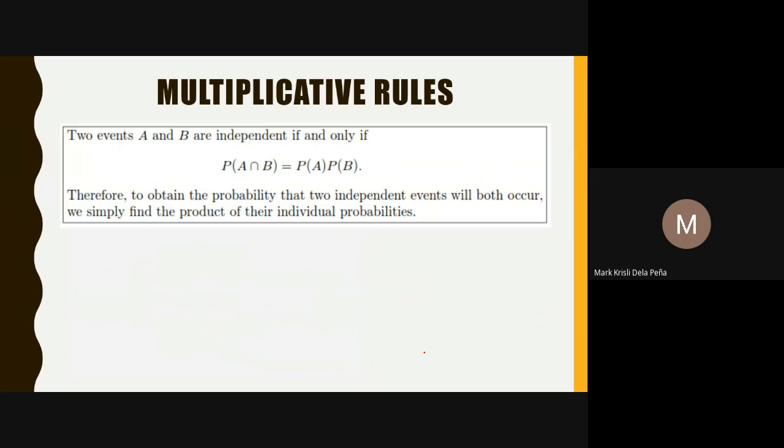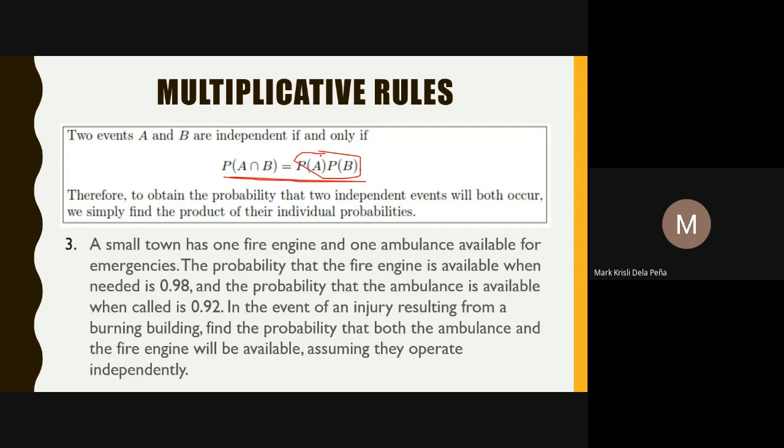Now we also have another definition here, which is actually provided in the checking of the independency of events. If you go back to our previous lecture, we can check if events are independent. Since we already proved that the probability of the intersection of A and B is exactly equal to the product of the probabilities of events A and B, we now have a definition. Therefore, to obtain the probability that two independent events will both occur, simply find the product of their individual probabilities. Just like in this example.